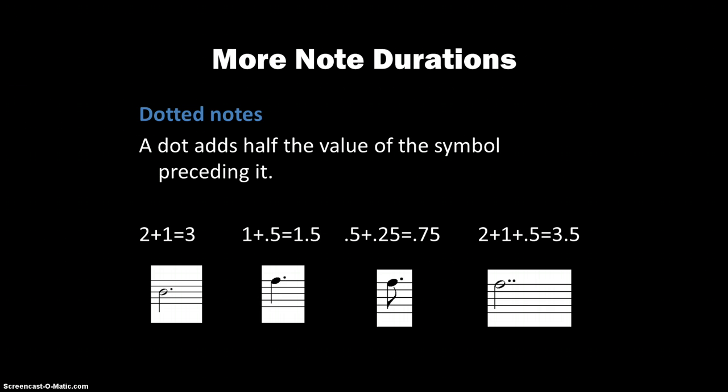And then the last thing we have there is a double dotted half note. So you've got a half note, which is 2 counts. The first dot adds half of 2, which would be 1. So now we're up to 3. The second dot adds half of the thing that precedes it, which is the first dot, worth 1. So that one actually equals 3.5 counts. That would not equal 4 counts or something else. A double dotted half note is 3.5 counts. It's not as common, but it is used. And that's it for note durations.